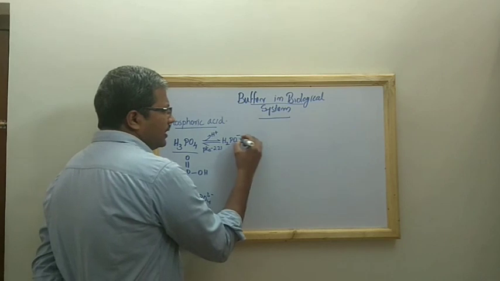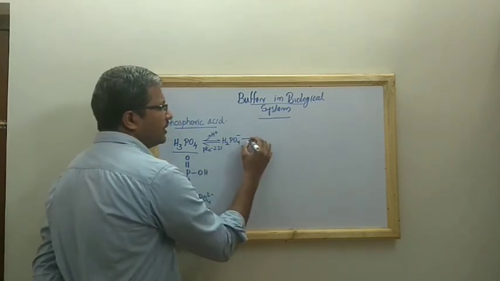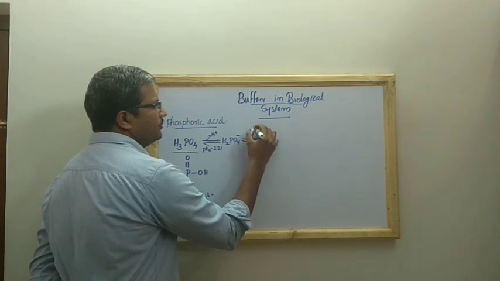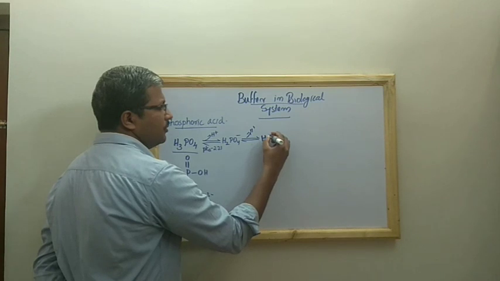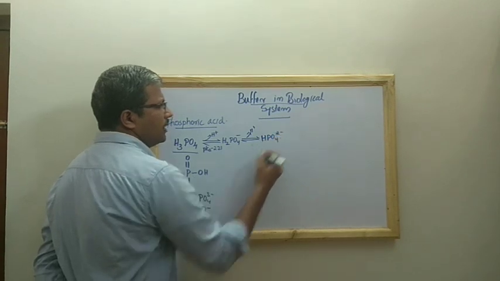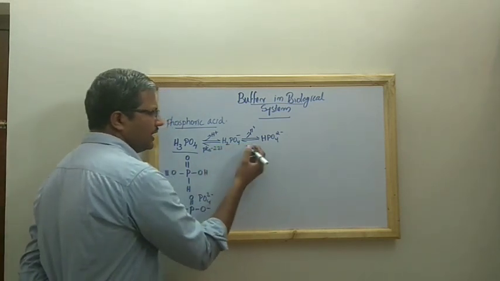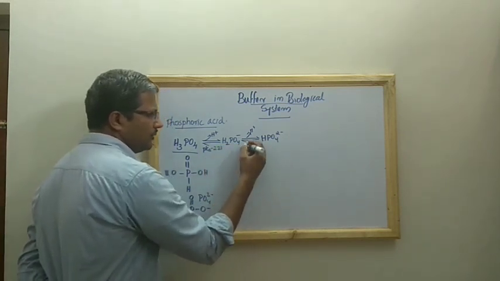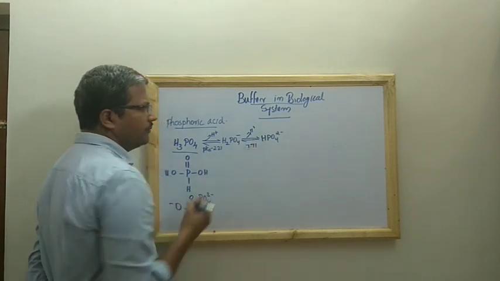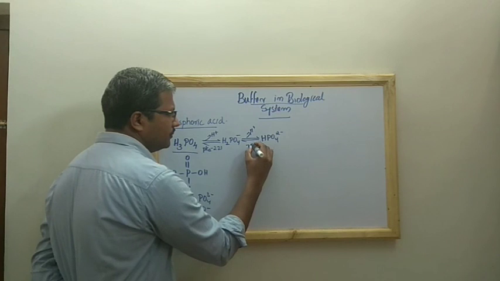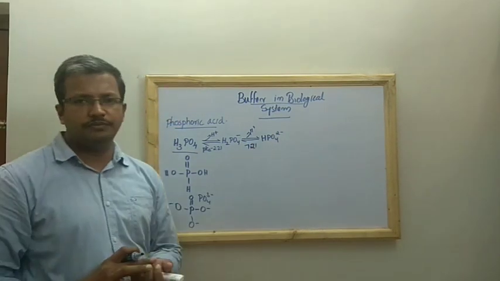Now this H2PO4 minus further gives an H plus ion out, and as a result it forms HPO4 2 minus. This has a pKa value, the negative logarithm of the dissociation constant, of 7.21. So 7.21 is the pKa value for this dissociation.